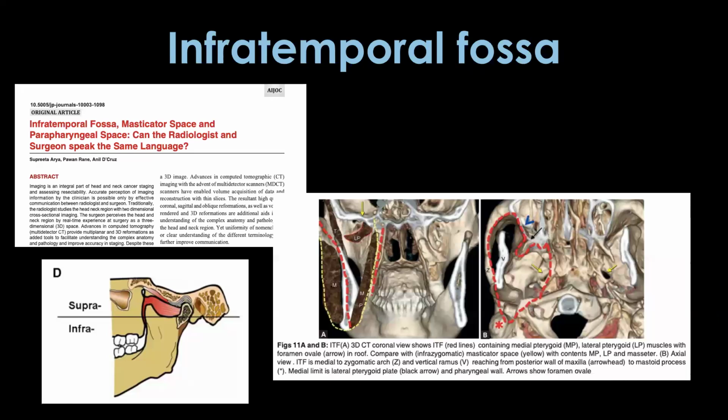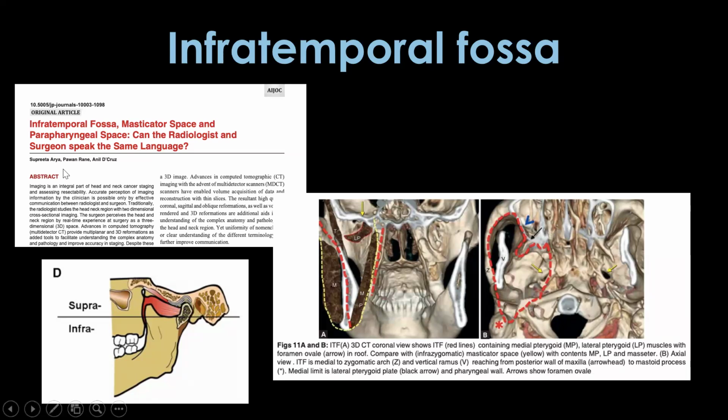So next I'll talk about the infratemporal fossa and pterygopalatine fossa, because buccal mucosa lesions can, in advanced stages, spread into these regions. Even advanced tongue cancers can spread here. So I'll briefly touch upon that.